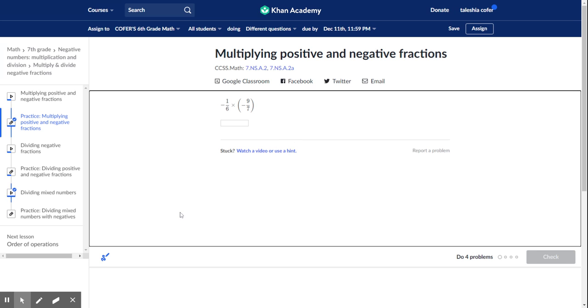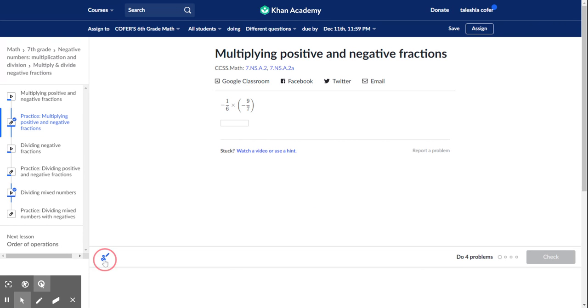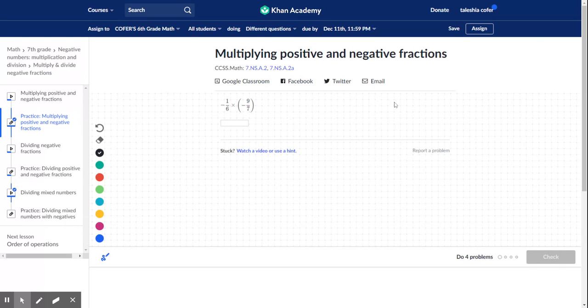Let's do some multiplying positive and negative fractions. When we multiply fractions, we multiply them straight across. We multiply our numerators together and our denominators together. Then, if they're the same sign, the answer is positive. If they're different signs, the answer is negative.